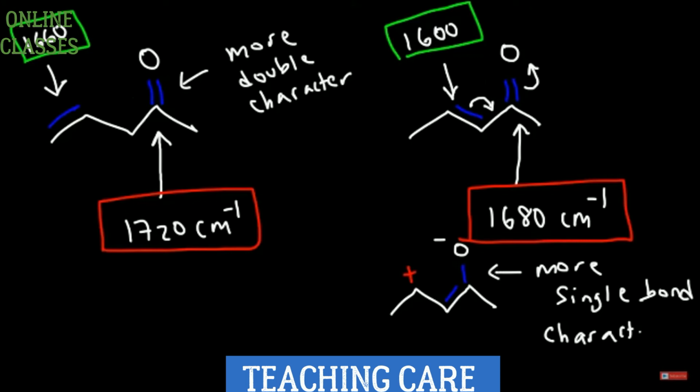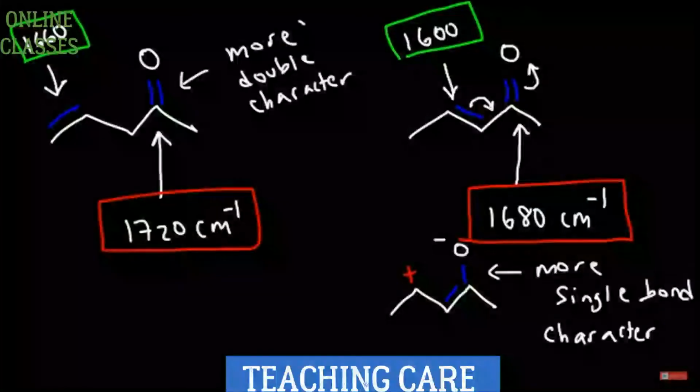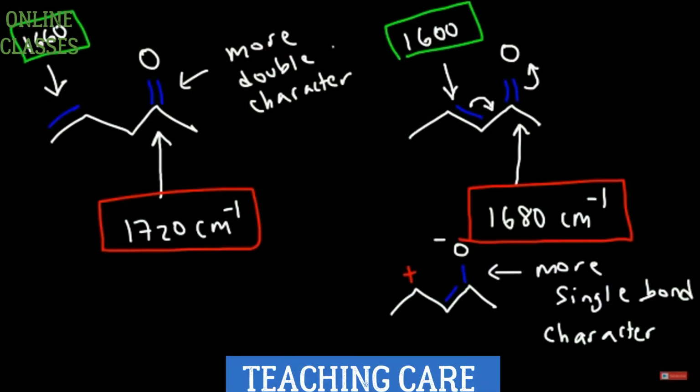And now let's think about this. We said that double bonds have a higher wave number than single bonds. So because this ketone has more double bond character, it makes sense why it would have a higher wave number than the ketone with less double bond character. As we've considered before, as the bond strength goes up, the wave number goes up. Double bonds have a higher wave number than single bonds.